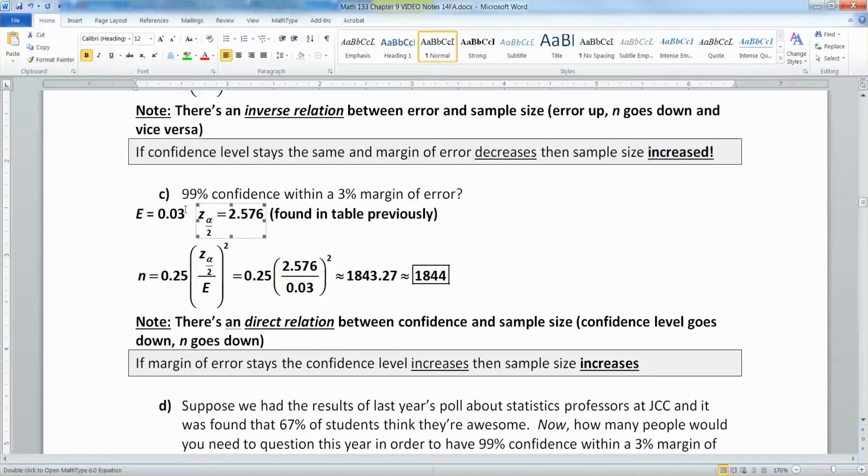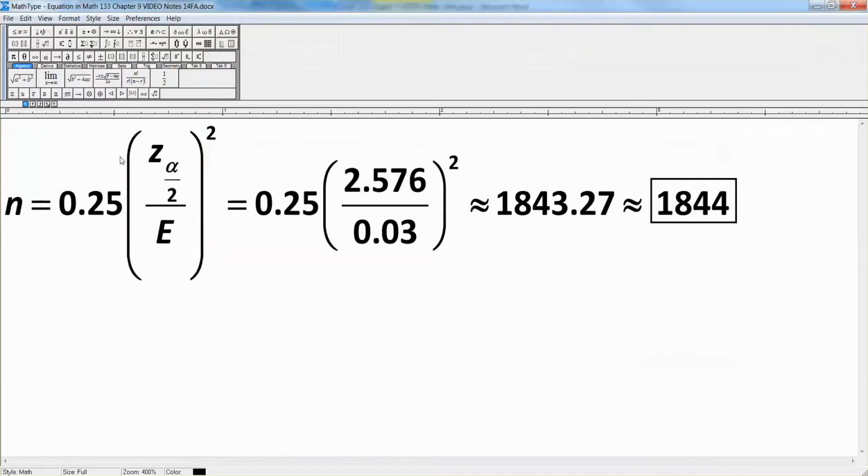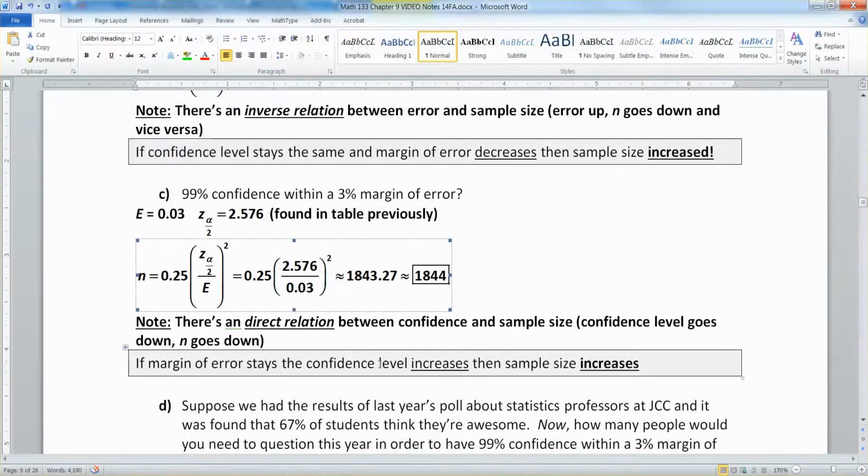For the confidence level, because your z alpha over 2 is in the numerator, when confidence level goes up, increases, sample size goes up. That's a direct relation. And by the same token, if confidence level goes down, n goes down. They go together. Up and up, down and down.